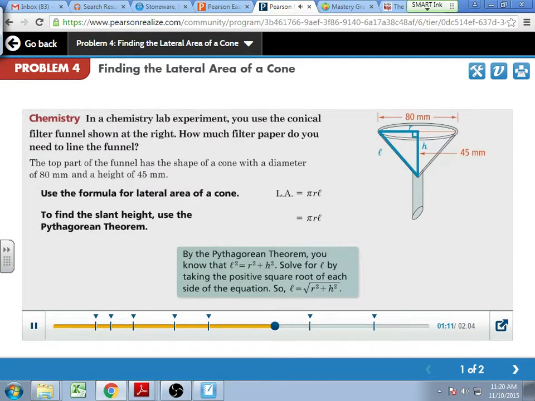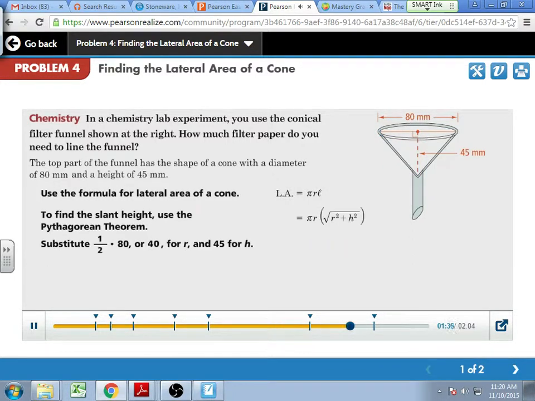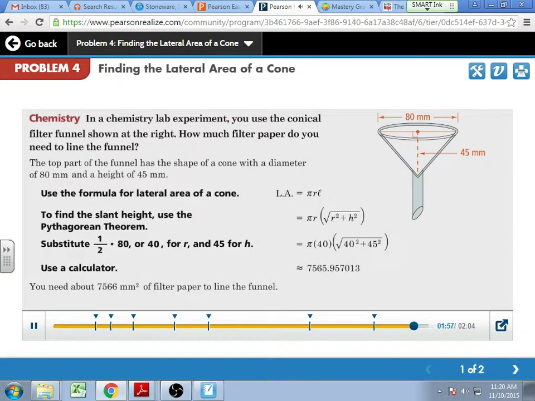Plus h squared. Yeah, you can solve for L by taking the square root of each side of the equation. So, once we find R and slant height, we use that. They actually just plug everything into the calculator to find the approximate lateral area. Because they know that your slant height is going to be the radical of the two lengths squared added together. And you get about 7,566 square millimeters of filter paper to line the funnel.